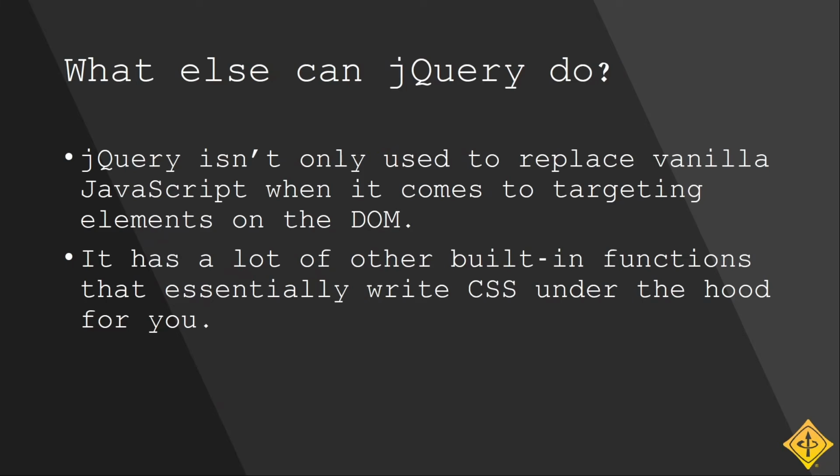So what else can jQuery do? As you already saw, we can change how we target elements on a web page. But it isn't only used to shorten our code. It comes with a lot of built-in functions that, like I said, write CSS under the hood for you. There are functions like hide or fadeToggle, which essentially edit CSS's visibility attribute to be hidden or visible.